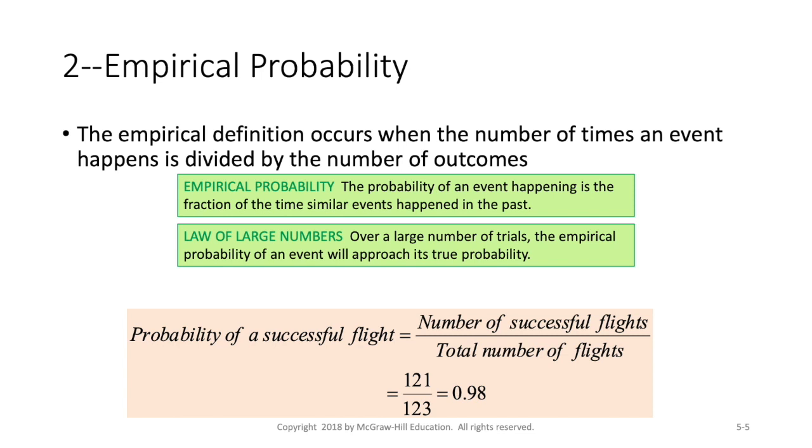And so here's the equation that we would use. This example was NASA looking at the probability of a successful flight. And so they calculated out to see that their probability is very high. It's almost 1, right? 0.98. Well, how did they get that? Well, so far, they've had 121 successful flights out of a total number of flights of 123. And so you can see, again, the likelihood that their next flight would be successful is very high.